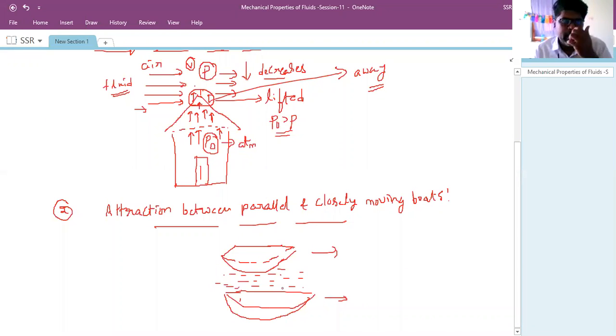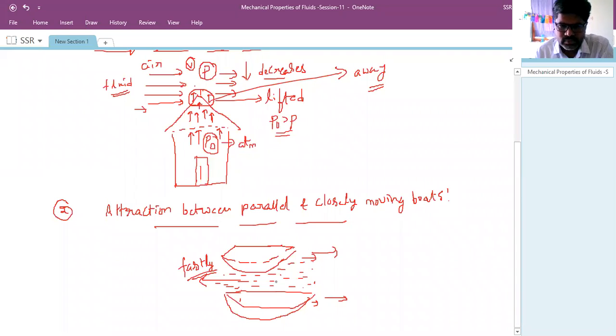So what happened? You can observe here, whenever two boats or two launches are moving closely, with a small separation, let us say between 10 meters and 1 meter, the water flows in between the boats very fast, relatively with respect to the boats.